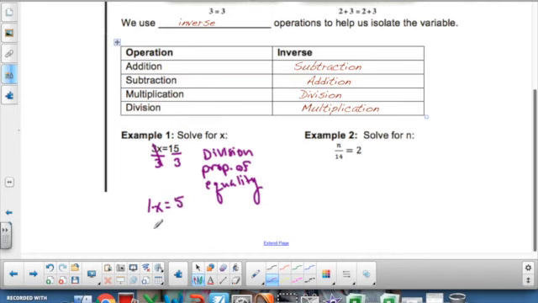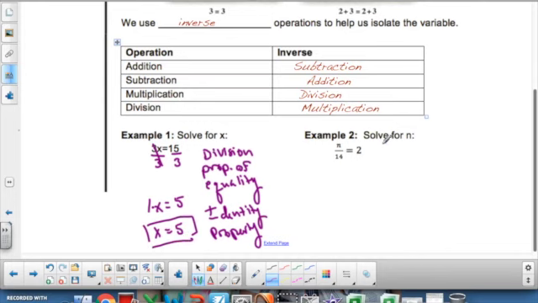1 times x equals x. We know that because of the identity property that we learned a long time ago, back in Unit 1. And that leaves me with an answer of x equals 5. And I get to box that in and move on.